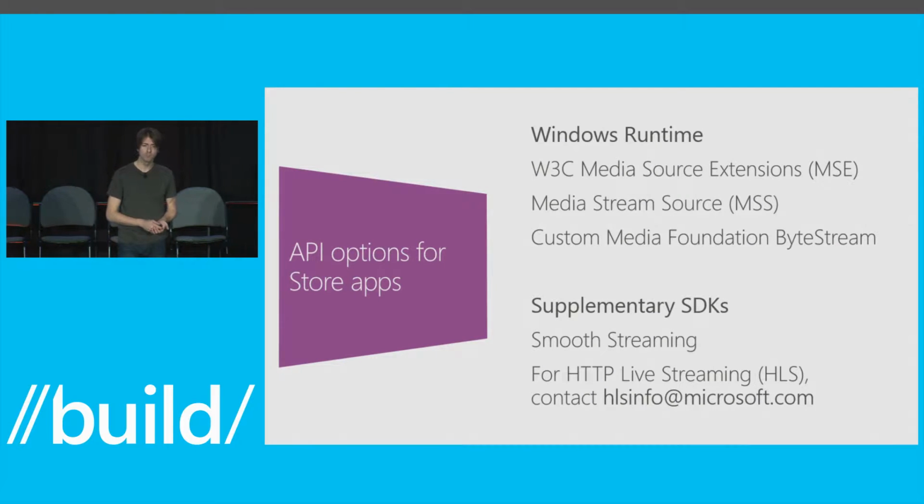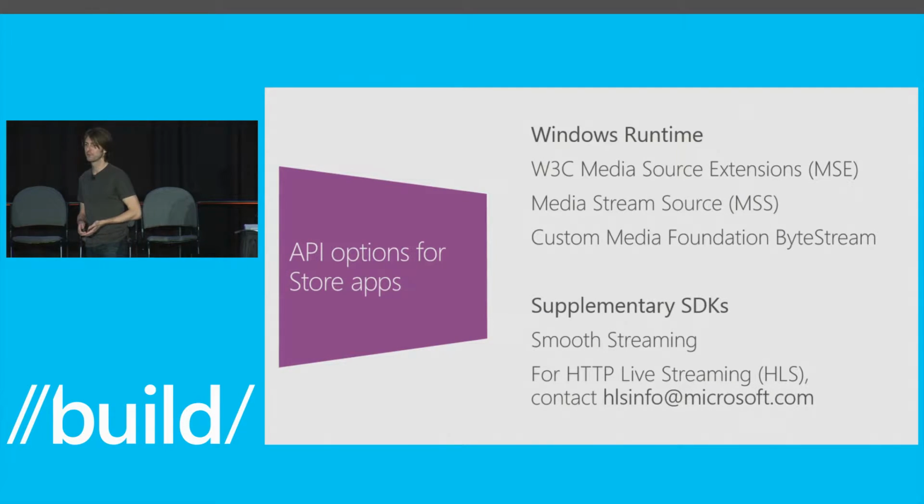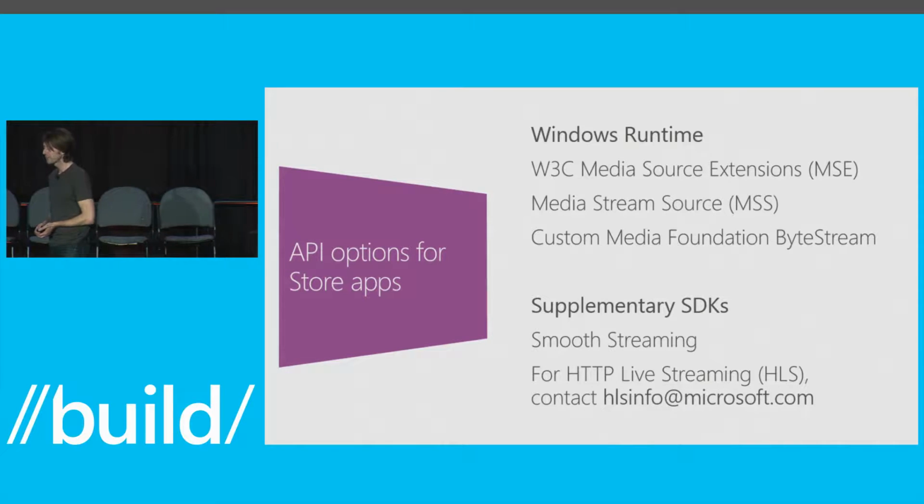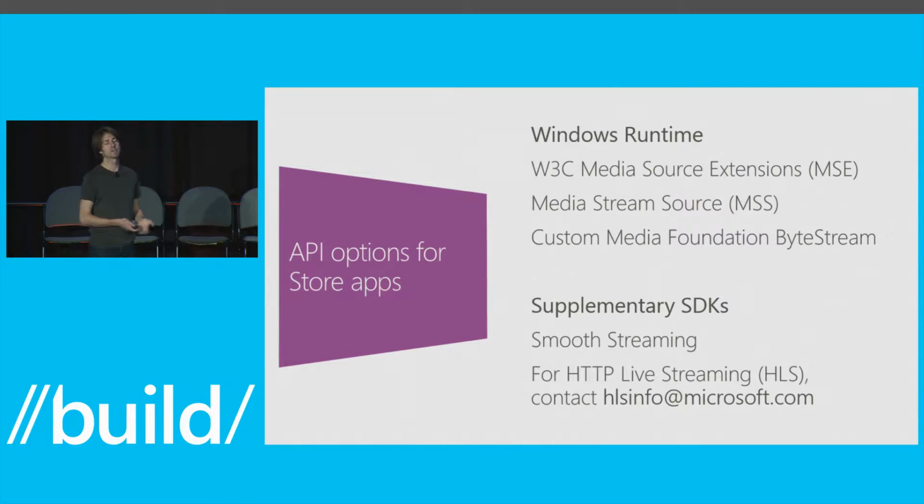apps. The second is something called Media Source Extensions. For those of you who are Silverlight developers in the audience, you'll be familiar with this because it's largely what's used by most Silverlight apps for doing any kind of video or audio playback. And the last is custom Media Foundation sources. This is the underlying platform that all of our media capabilities are built atop. And so getting down and writing Win32 native code is possible.